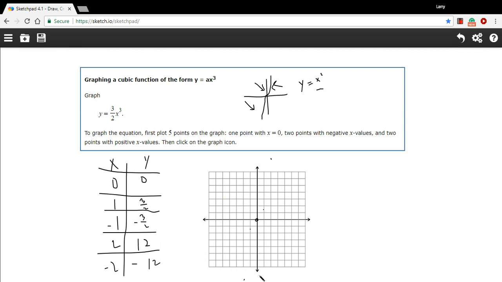Once we've got those points drawn in, we can just roughly sketch our graph, and it's okay if it's not perfect. Just flatten it out near that inflection point, and then have it steam on off towards infinity. So that is a rough sketch of this cubic function in the form of y equals ax cubed.